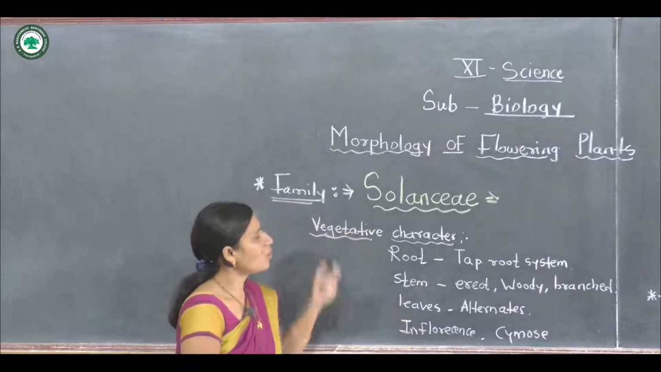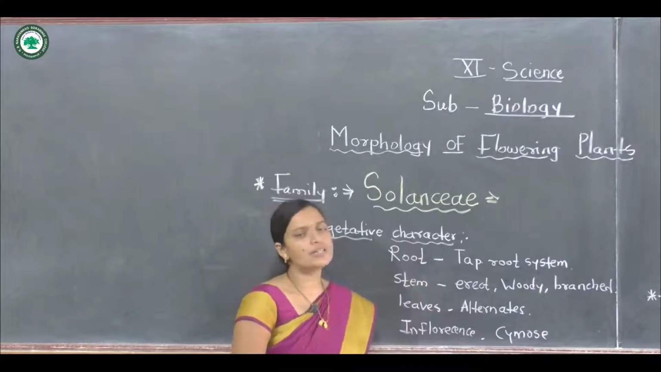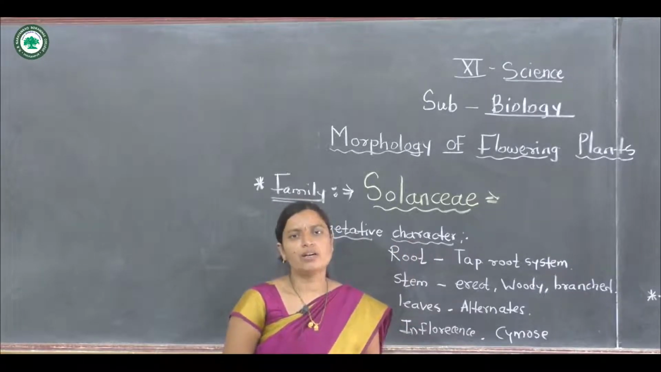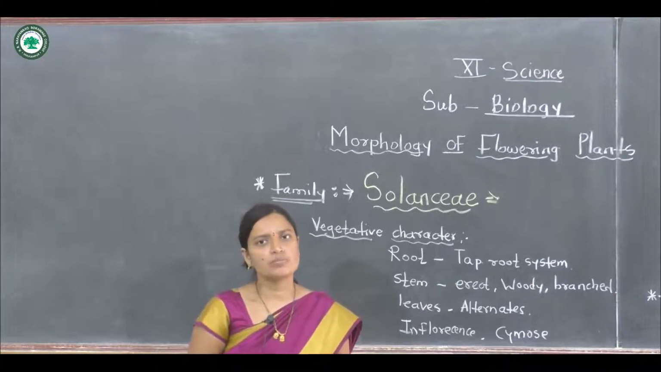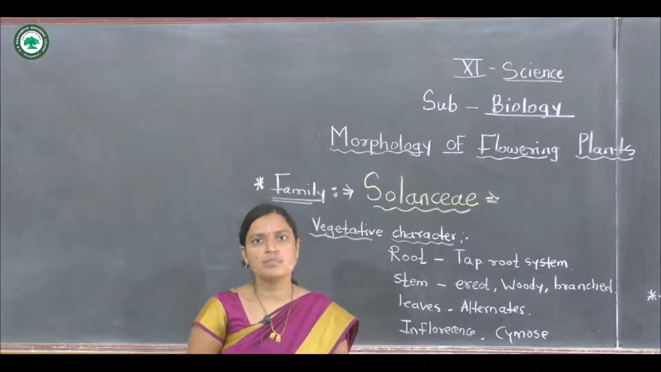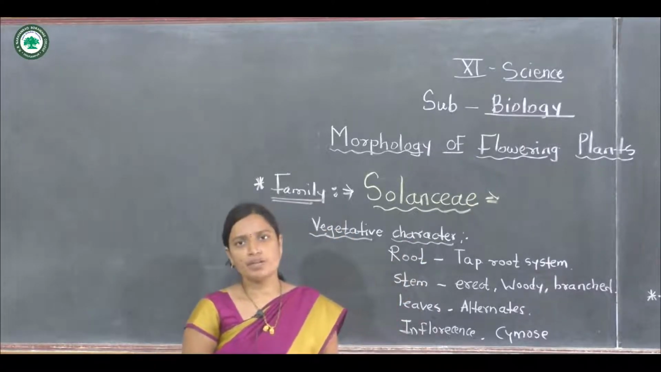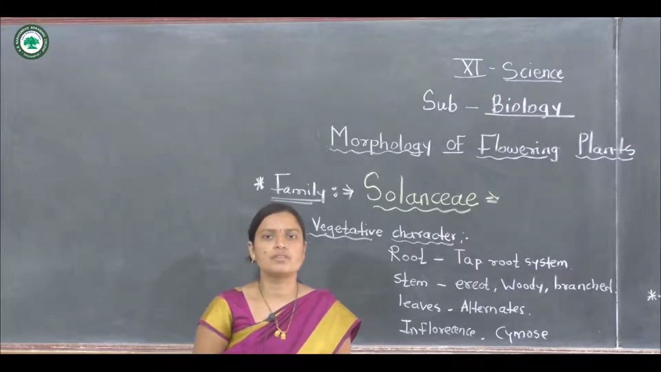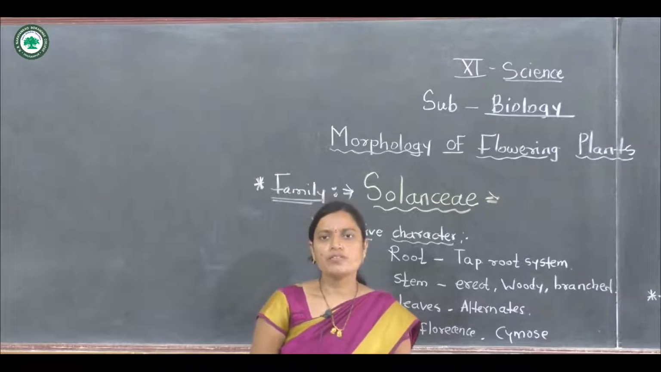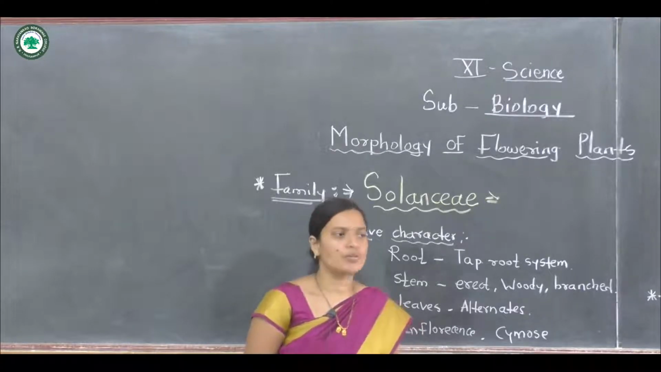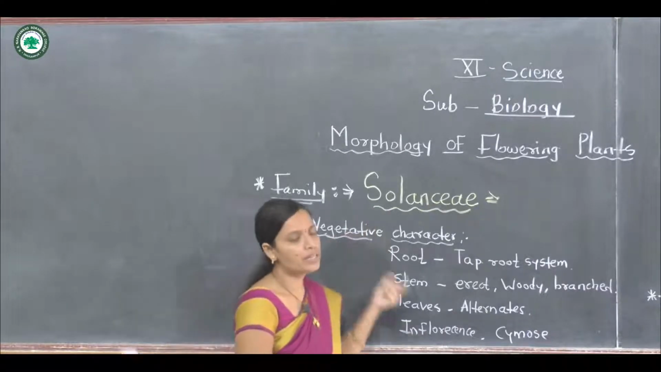This family Solanaceae includes several examples. This family is also called the potato family, and includes other plants like the tomato and datura. In the study of this family, there are several characters, vegetative as well as floral. First of all, we discuss the vegetative characters of family Solanaceae.